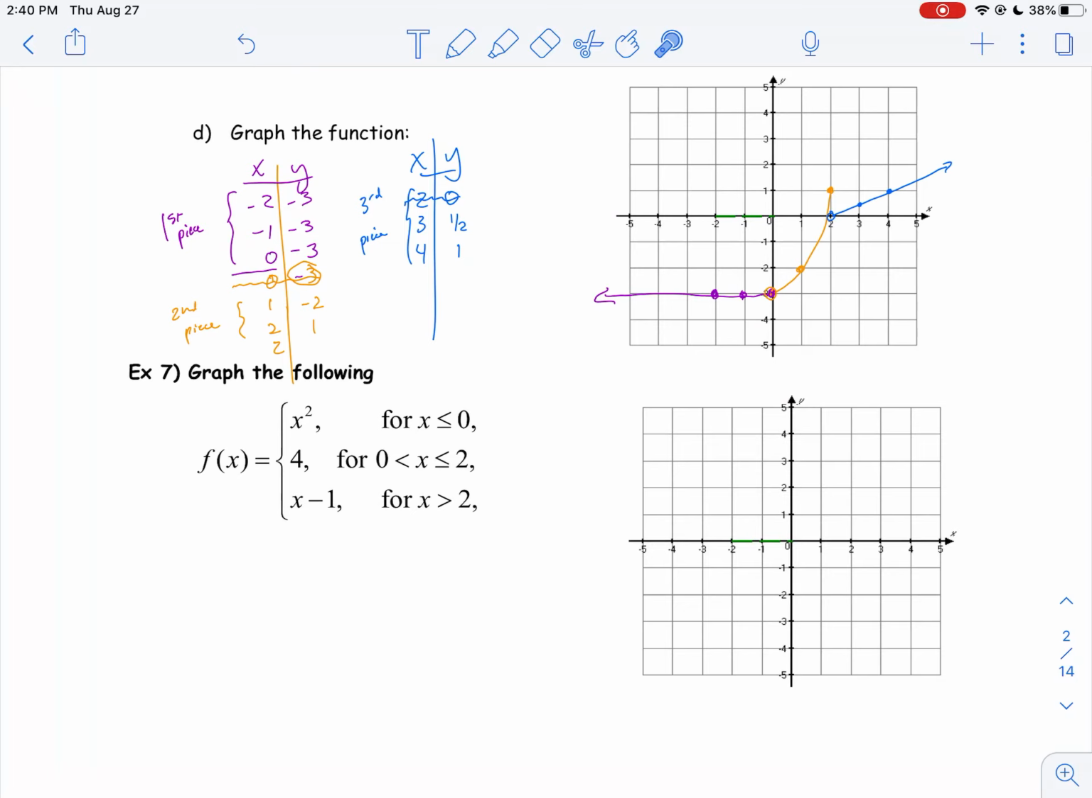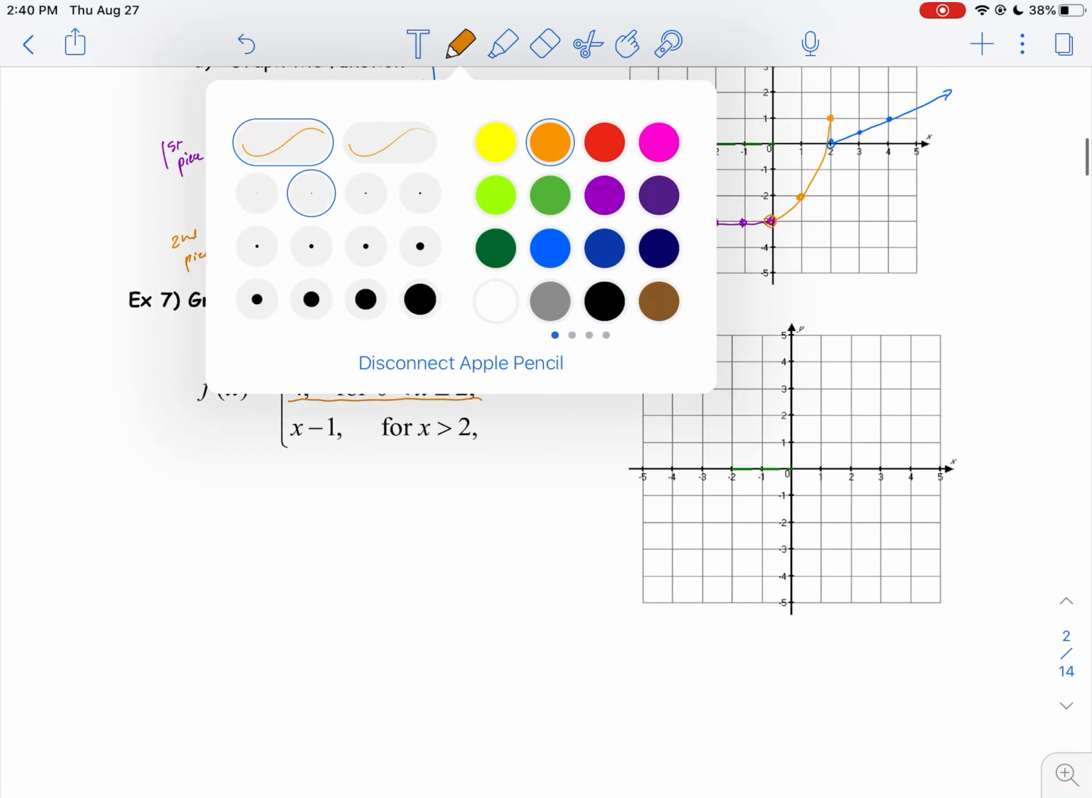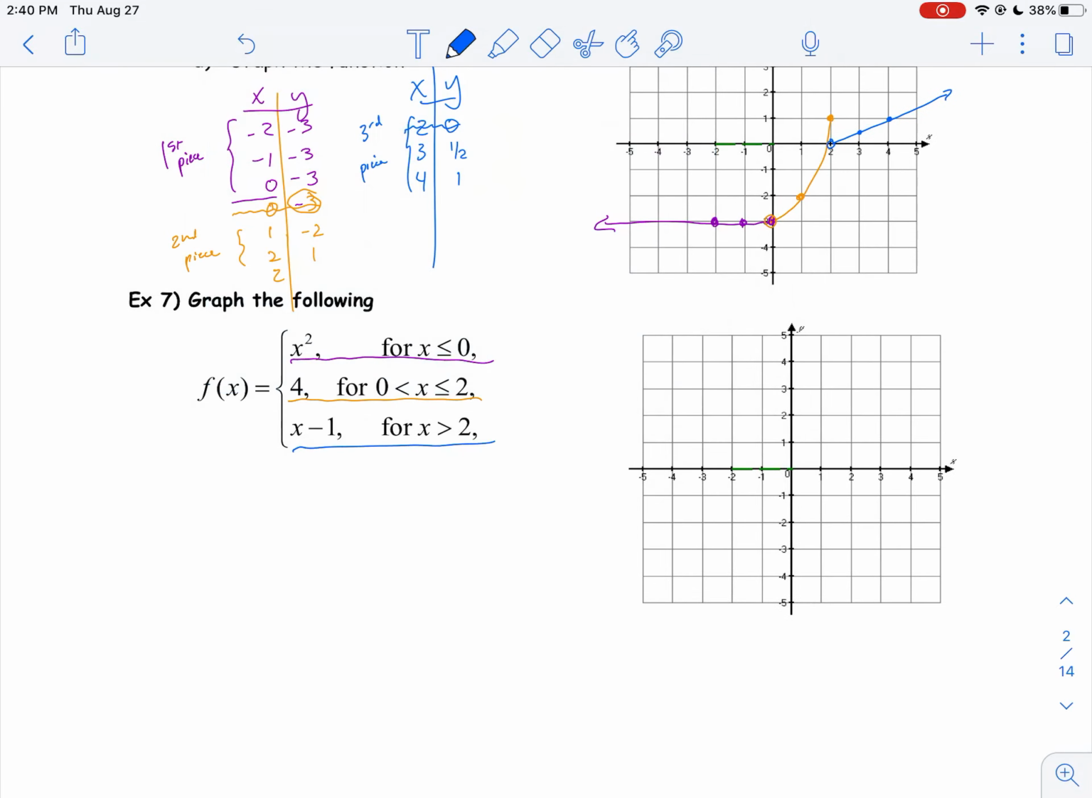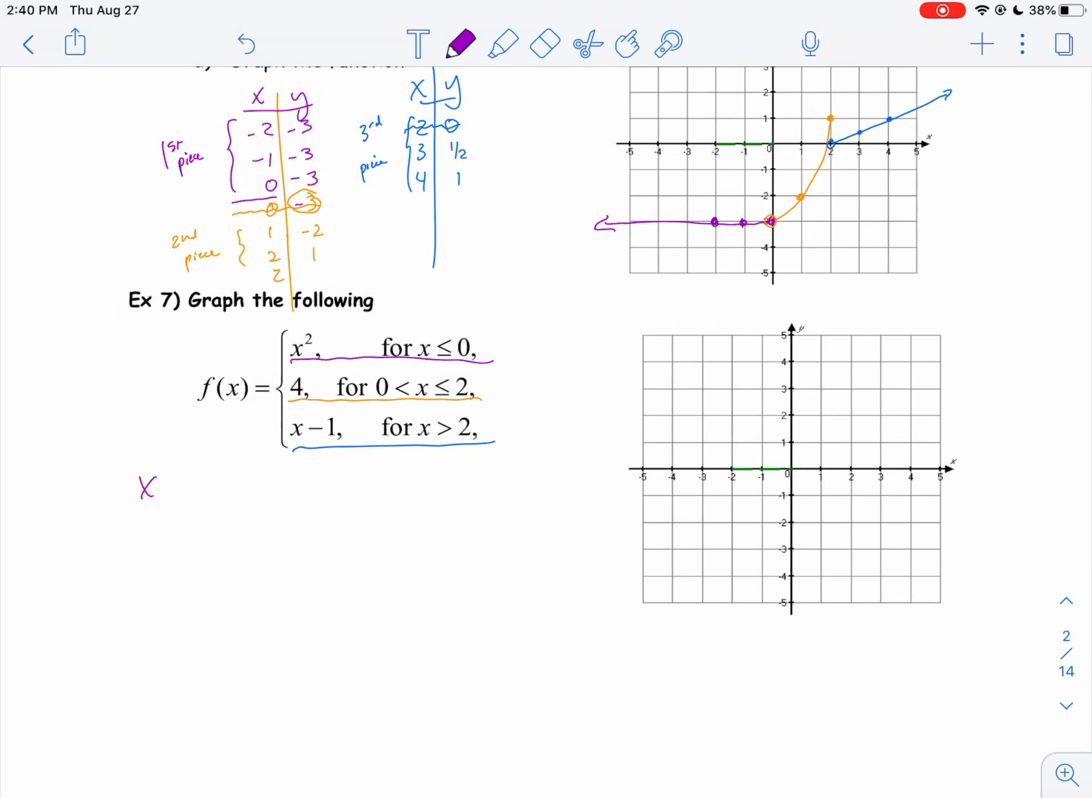Let's take a look at example 7. There are some shortcuts. Feel free to use them if it's helpful. But actually, I'm going to use purple on this, orange on this, and blue on this. So purple, x, y, we want numbers less than or equal to 0. So we're going to go negative 3, negative 2, negative 1, 0. When I square those numbers, I get 9, 4, 1, 0.